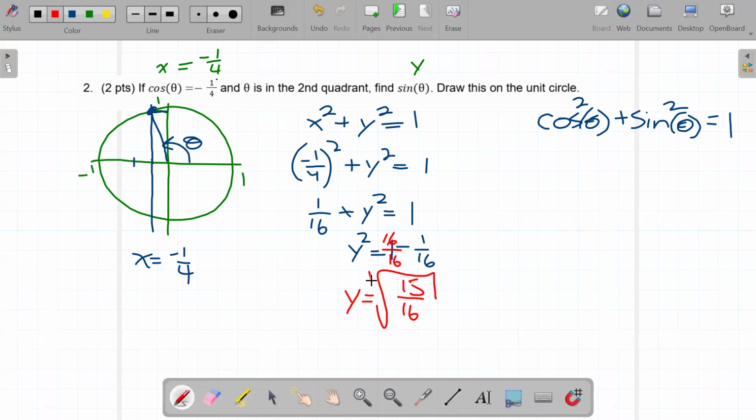Technically, it is a plus or a minus, but given that I'm in the quadrant 2 version of this, I want the positive, not the minus, so I'm just going to get rid of that. That's an okay answer, but I would hope you'd recognize 16 as a perfect square and rewrite this as the square root of 15 over square root of 16, which is 4.